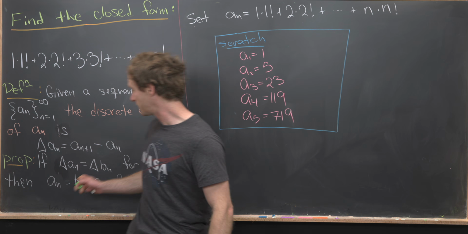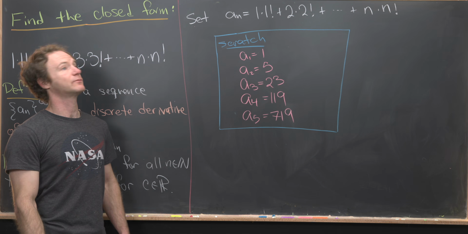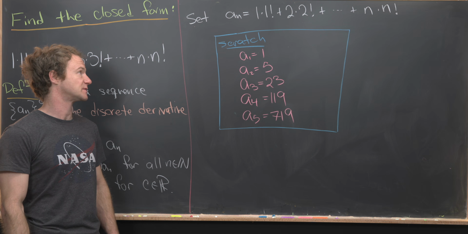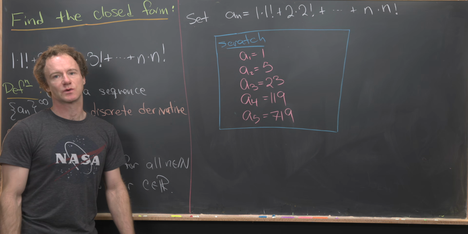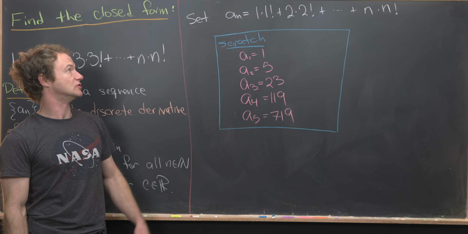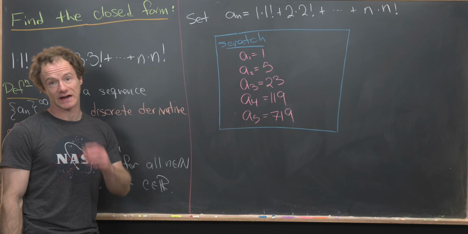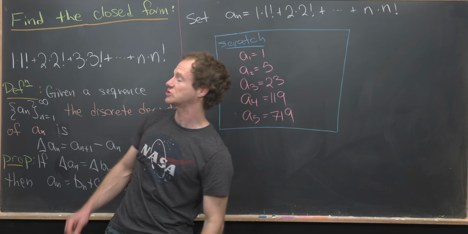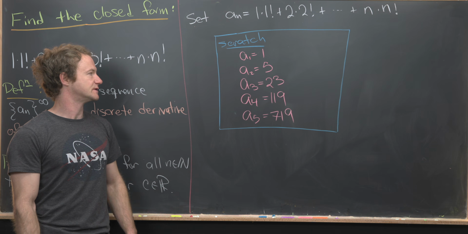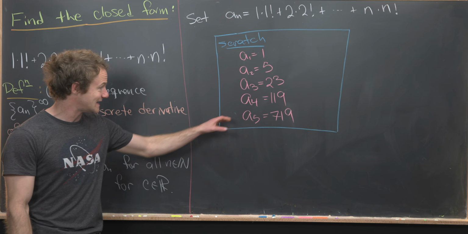Okay, so now that we've proven this proposition, we can move on to our goal. But before we really prove a closed form for our goal, we need to guess a closed form in the first place. So I've done some scratch work off the camera. If I set a sub n equal to 1 times 1 factorial all the way up to n times n factorial, in other words, the thing that we're trying to find the closed form of, then a sub 1 is 1, a sub 2 is 5, a sub 3 is 23, a sub 4 is 119, and a sub 5 is 719.